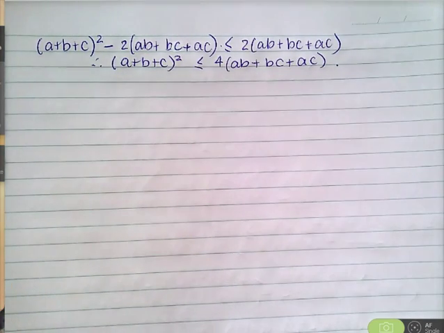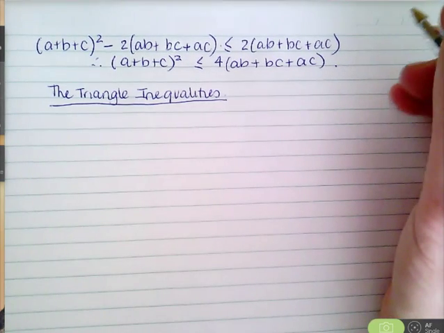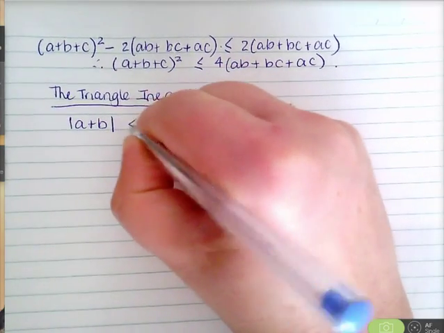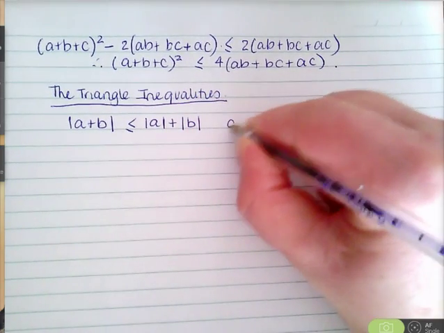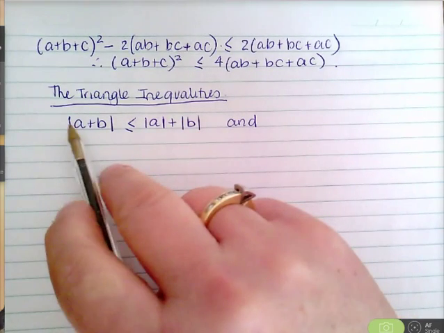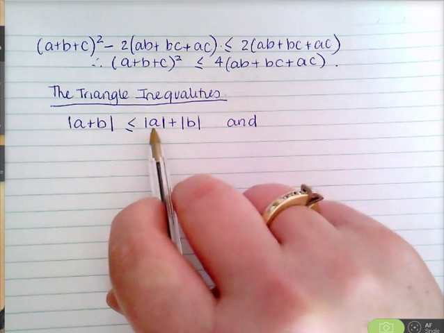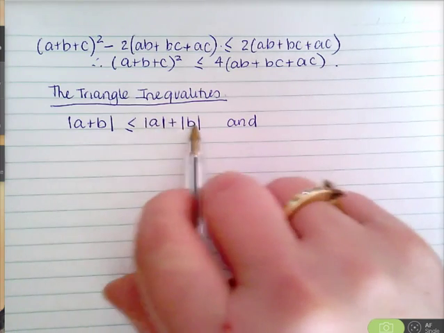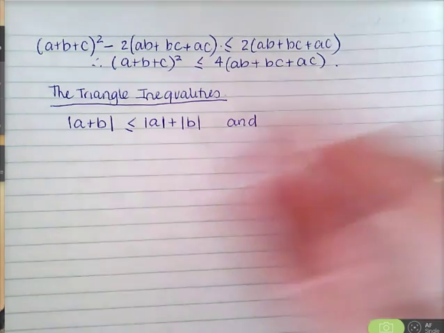Okay. Now we're just going to have a quick look at the triangle inequalities, and we're going to prove them. The triangle inequalities are as follows: the absolute value of A plus B is less than or equal to the absolute value of A plus the absolute value of B. And the other triangle inequality is that the two sides of a triangle, when you add them together, are greater than or equal to that third remaining side.